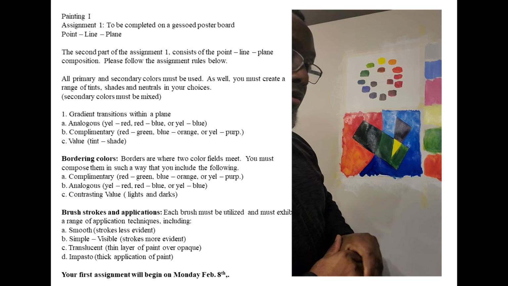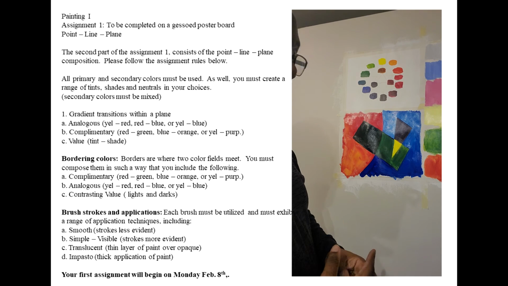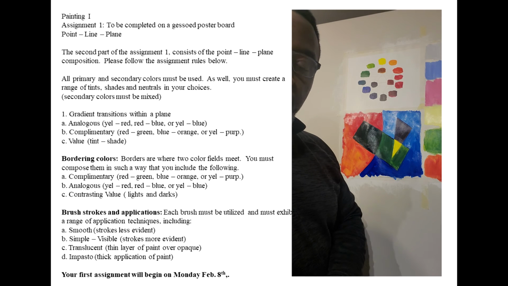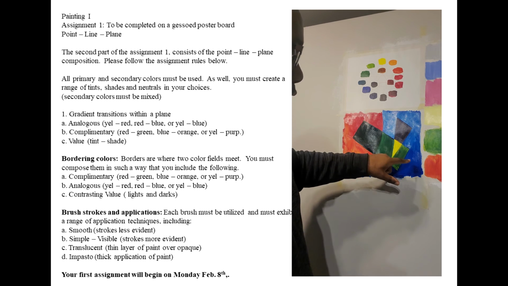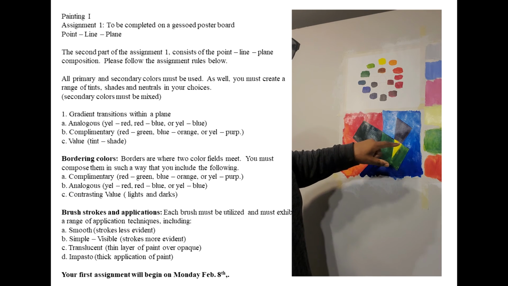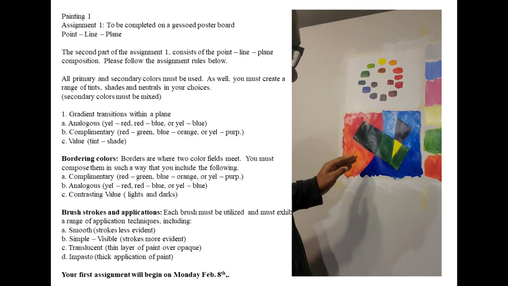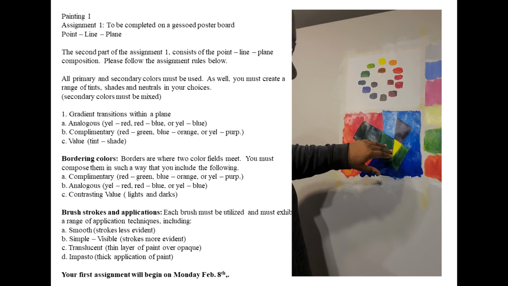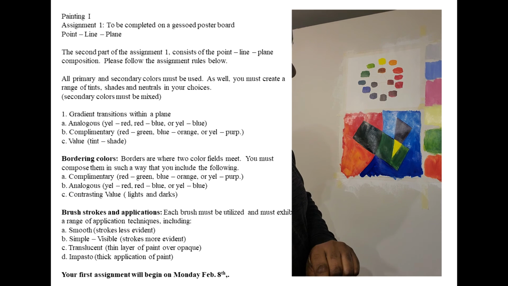But the things that we're looking for, things that are going to be within the assignment: you have to have all three of your primary colors. You have to have all three of your secondary colors. So in this, I have red, I have blue, and I have yellow. Those are my primary colors. Secondary colors, the red transitioned into an orange. So I have an orange at the bottom. I also have a green, and then I have a violet. So those are your secondary colors.